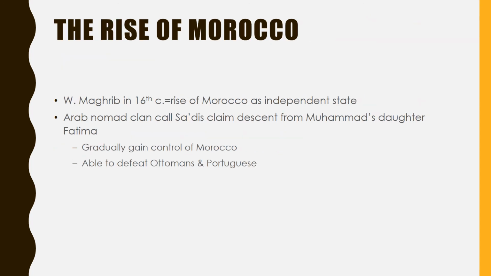All the way to the very west of the Maghreb, the 16th century saw the rise of Morocco as an independent state. And there's going to be the rise of a nomadic clan that claimed descent from Muhammad's only surviving daughter, Fatima. And eventually they are going to be able to gain control of Morocco and to hold off incursions from both the Ottomans and the Portuguese.